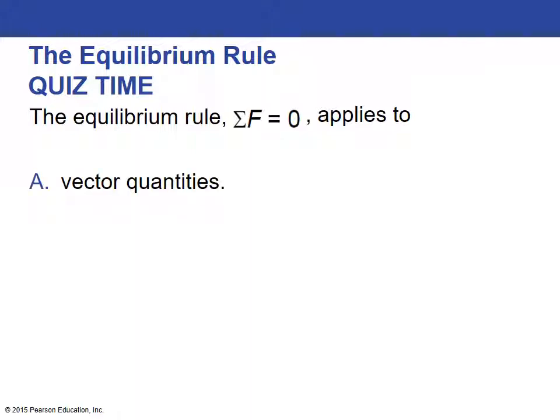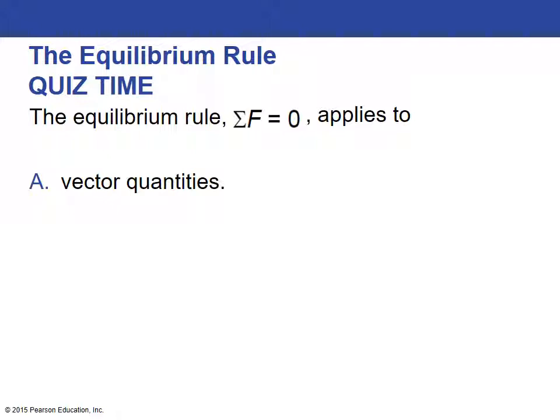Here's another quiz for you. The equilibrium rule. We did not say this, which is bad. If you're not familiar with it, or even if you are familiar with it, that is the Greek letter sigma. That's the capital Greek letter sigma, which stands for summation or total. You're going to see that a lot. You'll see it in accounting terms. You'll definitely see it in math and science. So what this is saying, the equilibrium rule, is that the sum of all the forces equals 0.